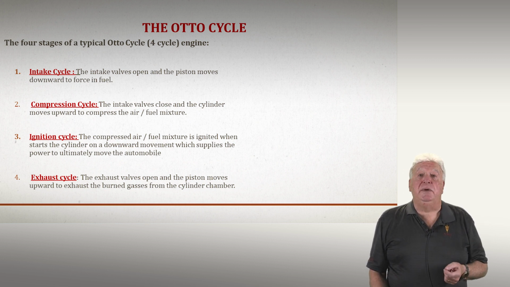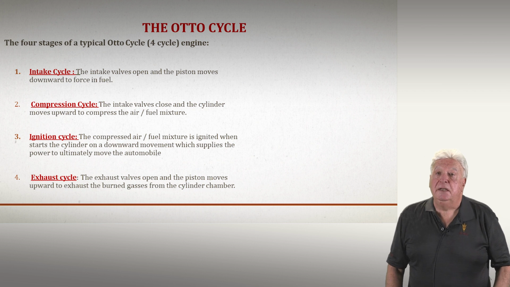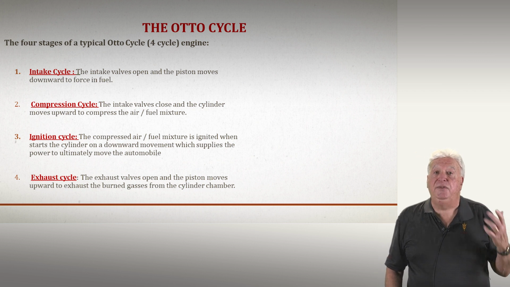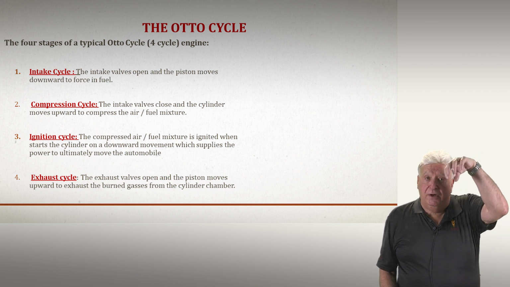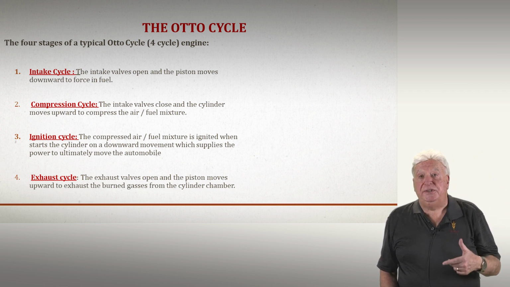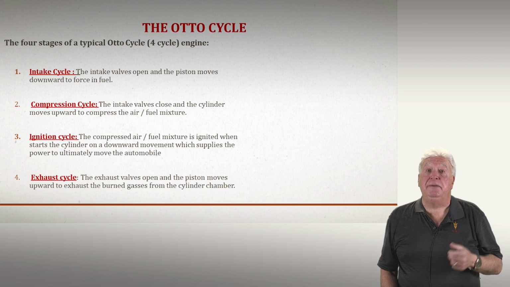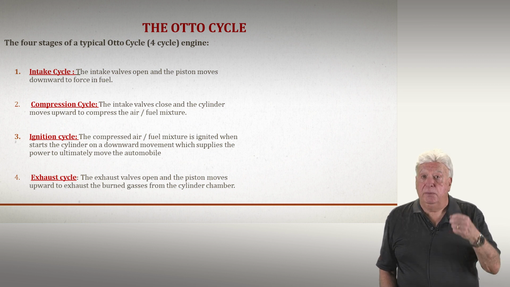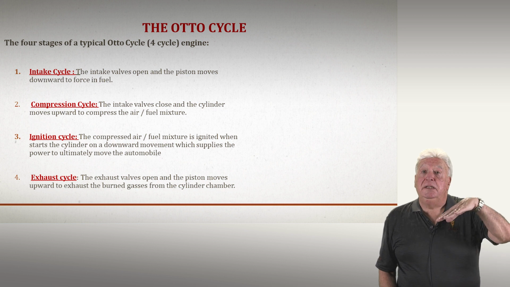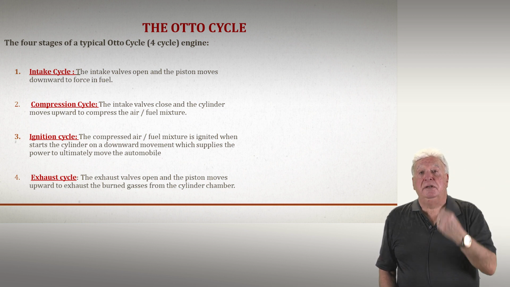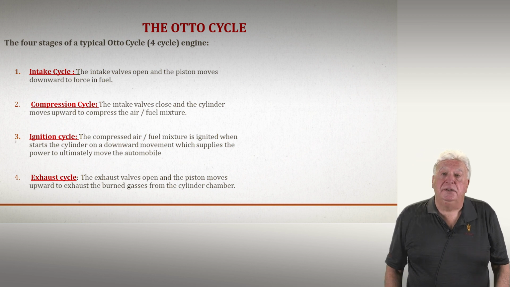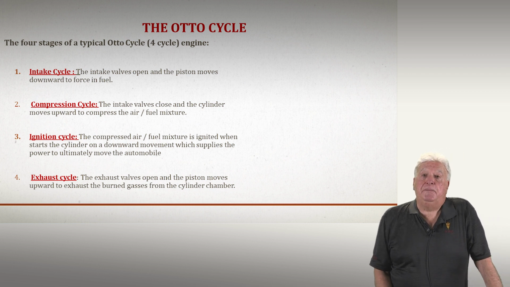The third cycle, which is the ignition cycle: the compressed air/fuel mixture is ignited, which starts the cylinder on a downward movement, which supplies the power to ultimately move the automobile. And finally, the fourth cycle, which is the exhaust cycle: the exhaust valves open and the piston moves upward to exhaust the burned gases from the cylinder chamber.